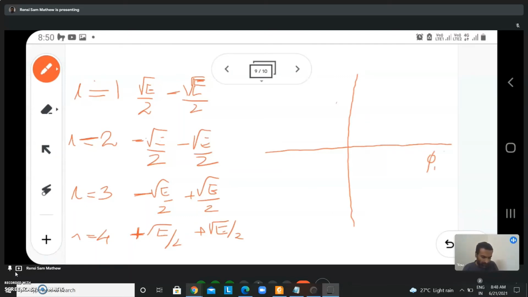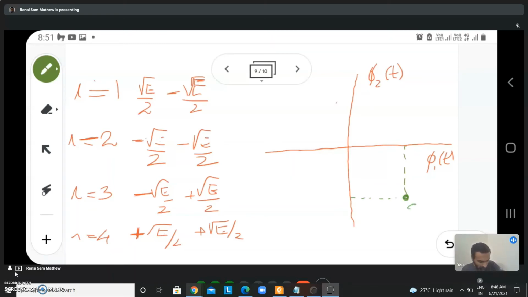Phi 1 of t and phi 2 of t. So let's take the first point. It is square root of E by 2 and minus square root of E by 2. So that will be this point, right? I'm taking this to be root. So this is going to be the first point.